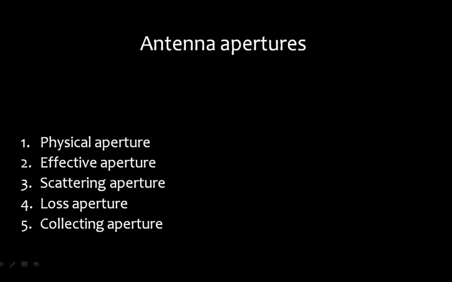The first type of aperture is the physical aperture: the actual area contributing in reception or transmission of the energy. The next one is the effective aperture. Though you have some physical aperture, will all of that physical aperture be effectively utilized to take that power? The third one is the scattering aperture, the fourth is the loss aperture, and the fifth is the collecting aperture.